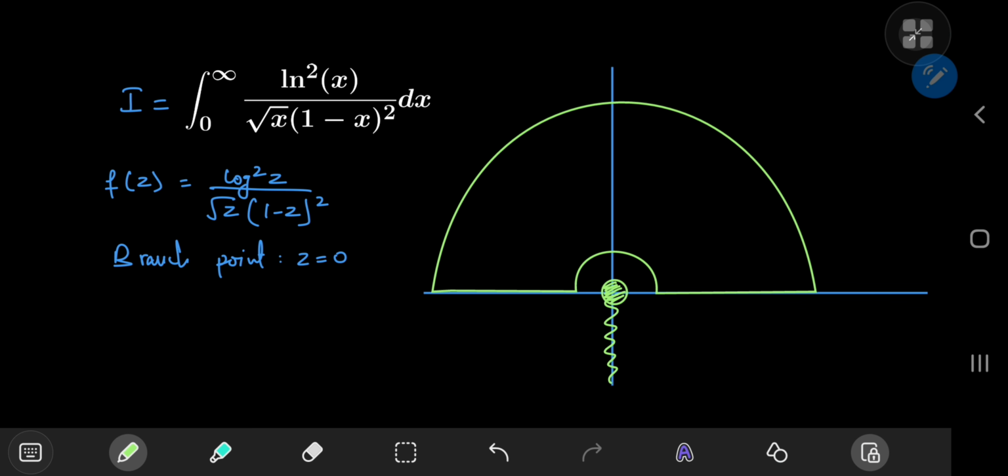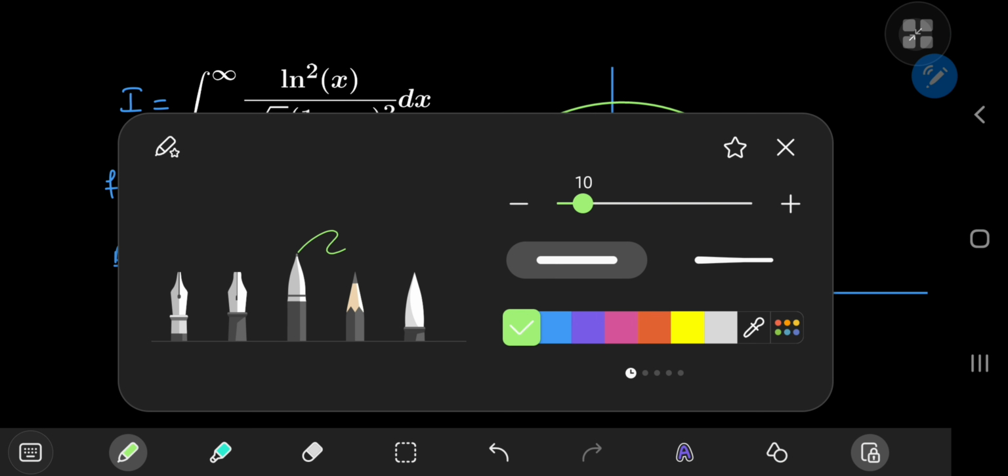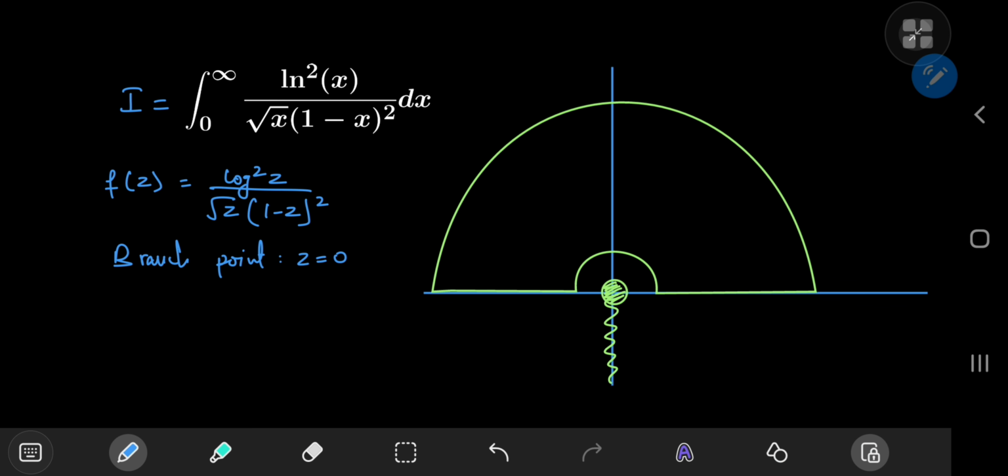Okay, so let's give names to everything right now. The radius of this big semicircle is r, so you have negative r here, positive r here. For the little semicircle, the radius is epsilon, so negative and positive epsilon here. And let's name this little circle lowercase gamma and the bigger one uppercase gamma. And the whole contour is going to be called C.